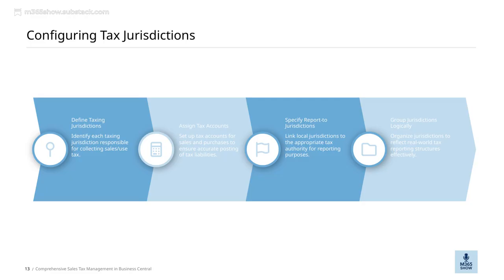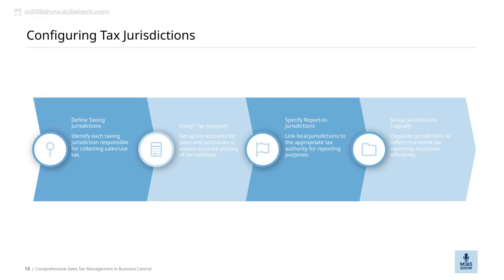Linking local jurisdictions to the correct tax authority is essential for proper reporting and compliance. This connection ensures that each jurisdiction reports to the right authority without confusion. Another key point is specifying report to jurisdictions. Setting up these relationships allows you to assign tax accounts for sales and purchases. Doing so guarantees that tax liabilities are posted accurately, which is vital for your financial accuracy and compliance.